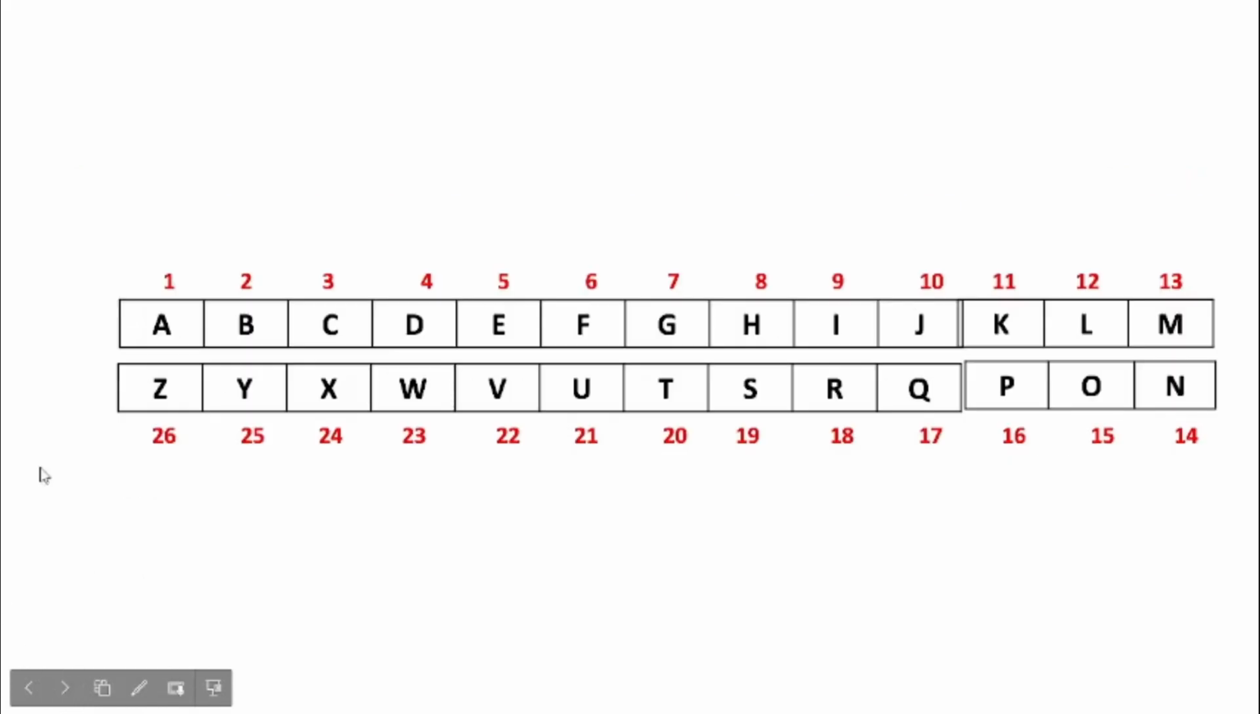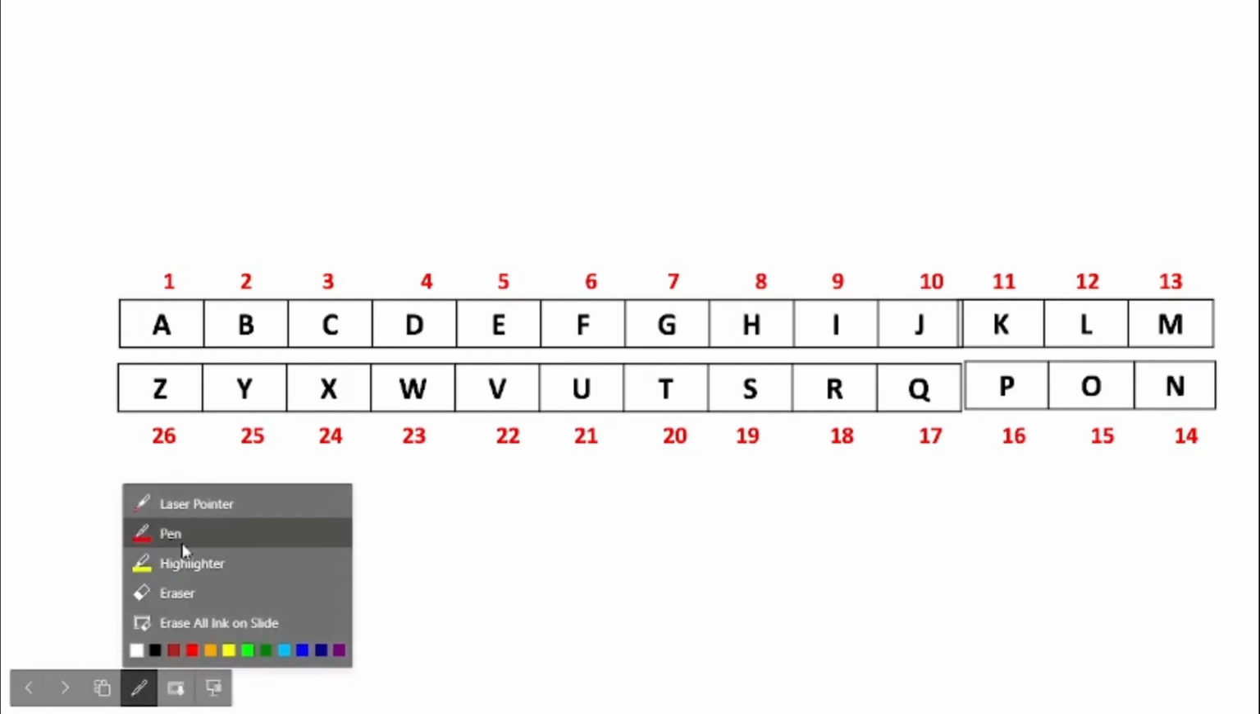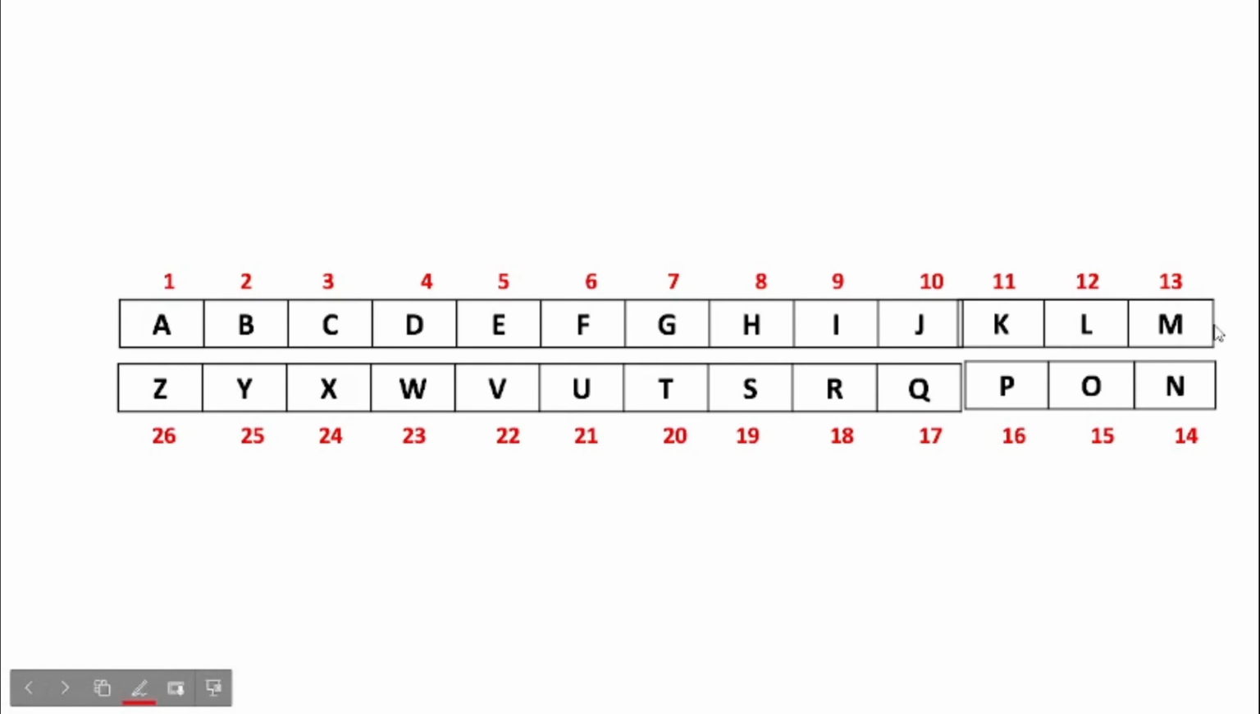Before getting into examples, to solve these types of questions, we need to arrange the alphabets in this order, starting from A and going through half of the alphabets, 13, that is M. Then we start again with N and go backwards until Z, and we give this numbering above each alphabet.